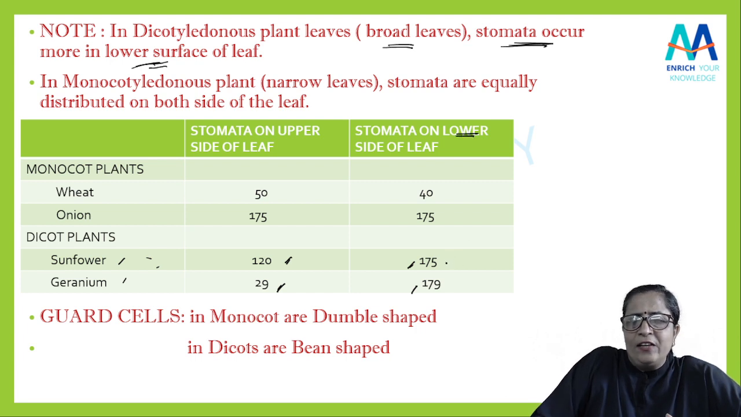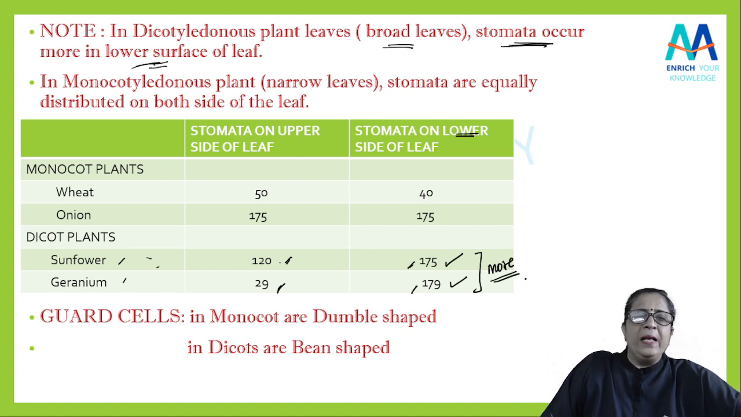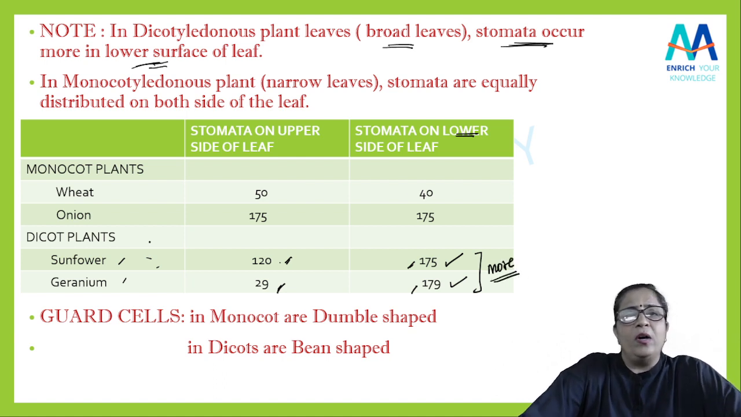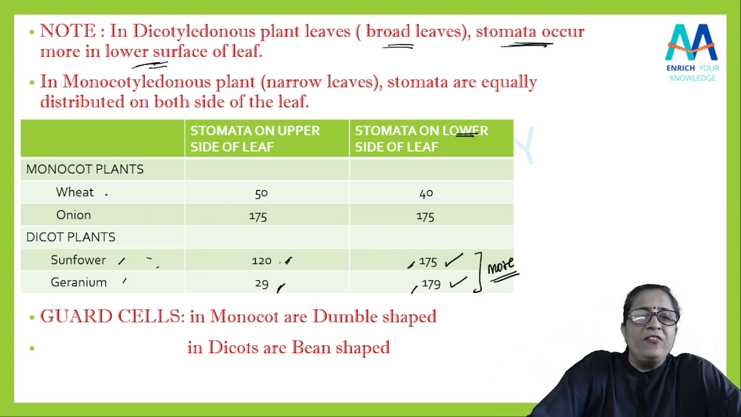Yes, you can see 175, 179. यहाँ पर है upper में 120, 29. So here it is more. यहाँ पर ज़्यादा है. Similarly, if I go for monocot, yeah, like wheat or onion.